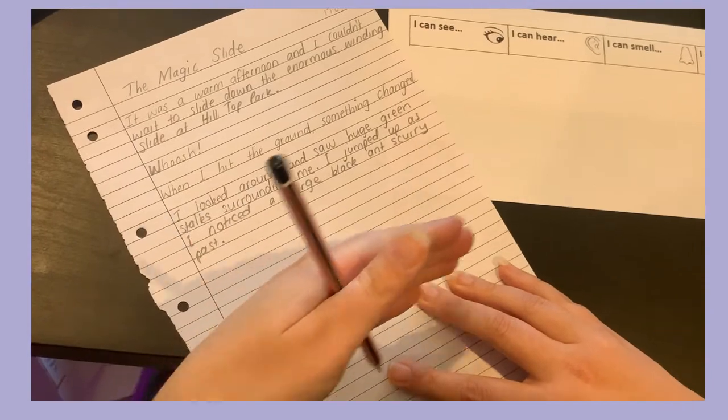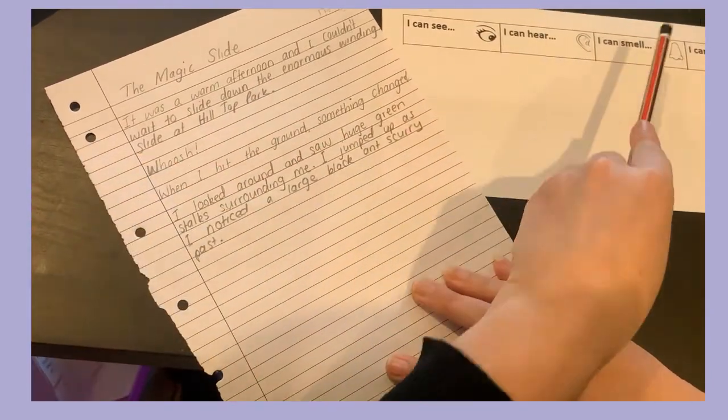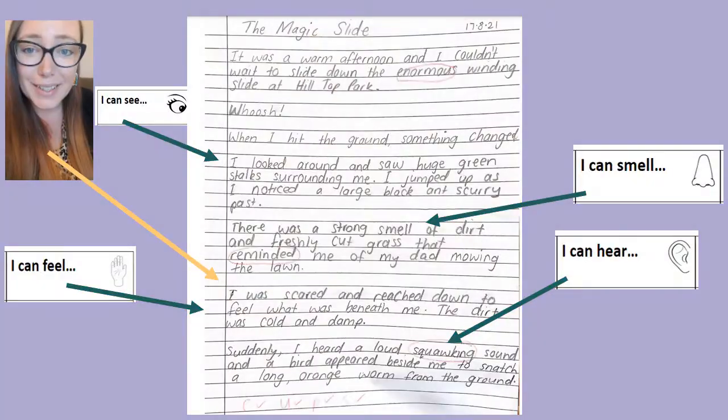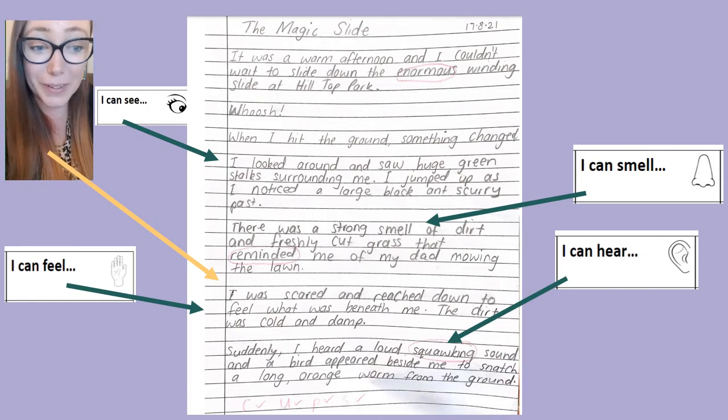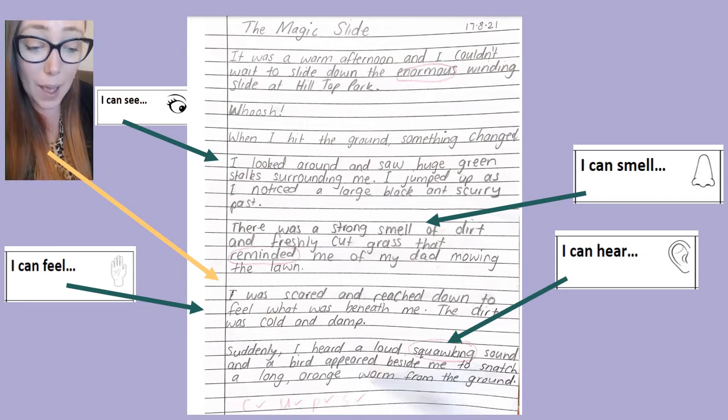Now I'm going to talk a little bit about what I can smell. And this is what my writing looks like when I'm done. I'll read to you the other part that I didn't in the video. There was a strong smell of dirt and freshly cut grass that reminded me of my dad mowing the lawn. I was scared and reached down to feel what was beneath me. The dirt was cold and damp. Suddenly, I heard a loud squawking sound and a bird appeared beside me to snatch a long orange worm from the ground.